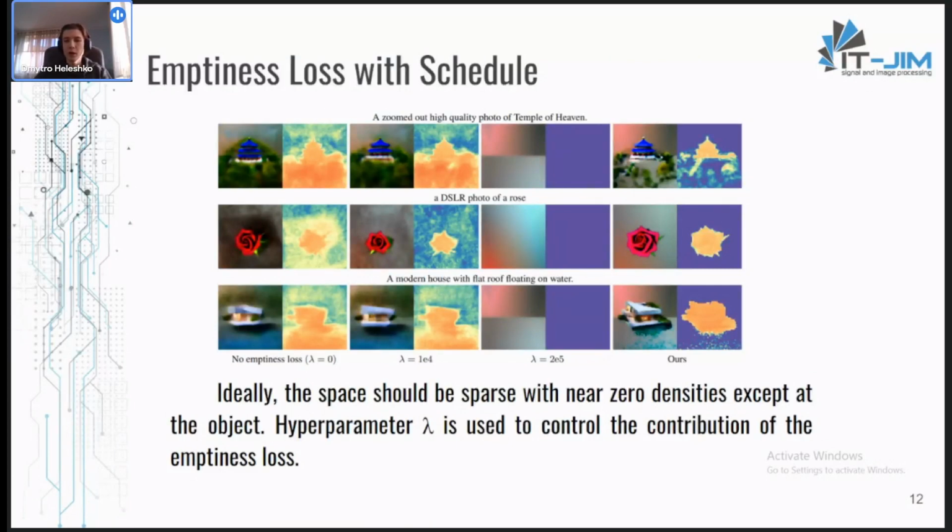Ideally, the space should be sparse with near zero densities except the object, and a hyperparameter lambda is used to control the contribution of the emptiness loss. Because if we use too much of this loss in the early stages, it will hinder the model's capabilities of learning the 3D structure. And if we use too little of this loss, then there will be a lot of density artifacts around the object, as you can see on the images from left to right.